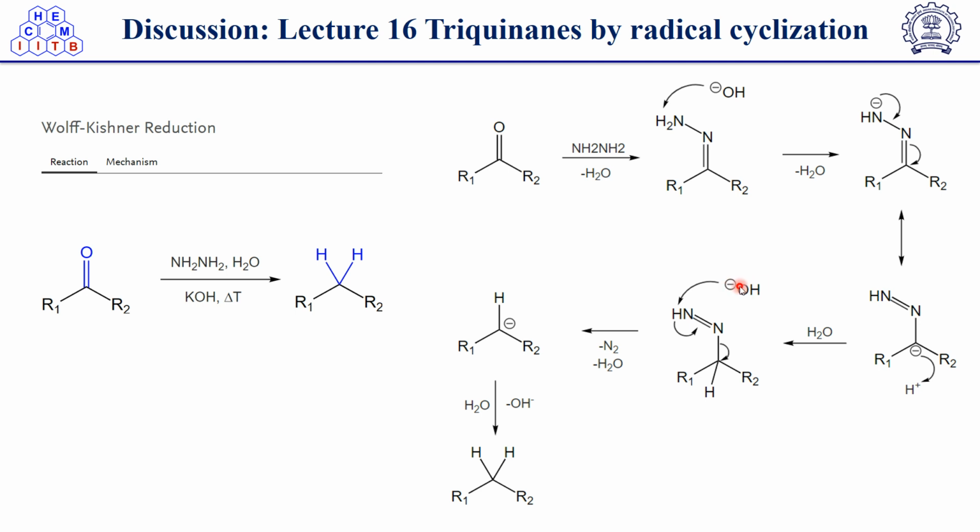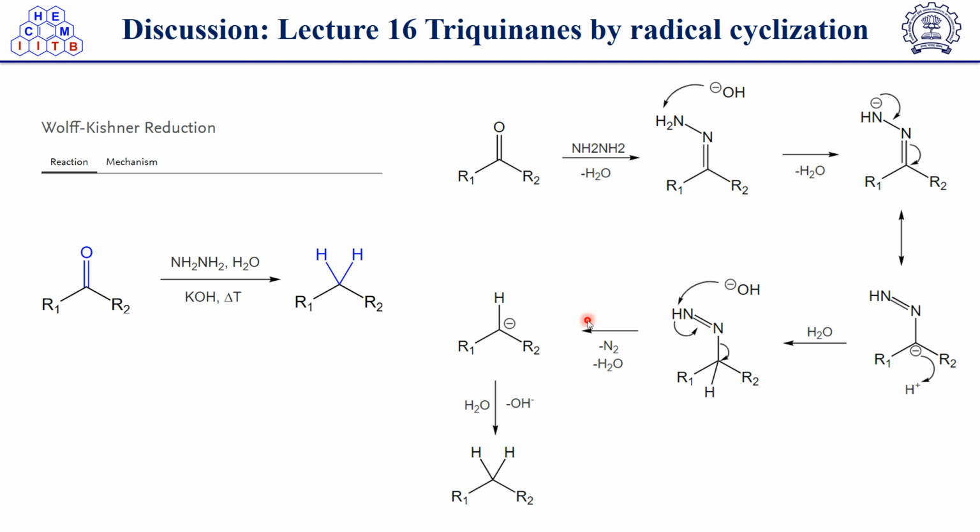Again another hydroxide can abstract the next proton from this hydrogen, where the carbanion moves to here, and this will create another negative charge, which will be quenched with another proton. So this ketone will be converted, with two protons from water, into the corresponding alkane, and the byproduct will be nitrogen from the hydrazine.